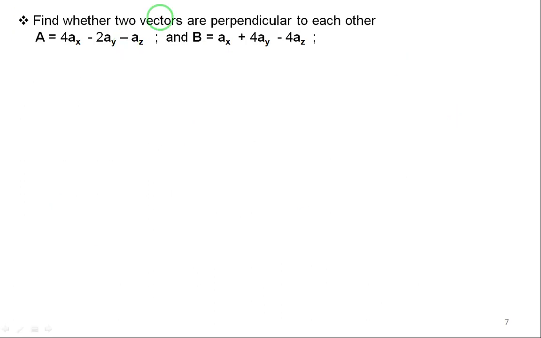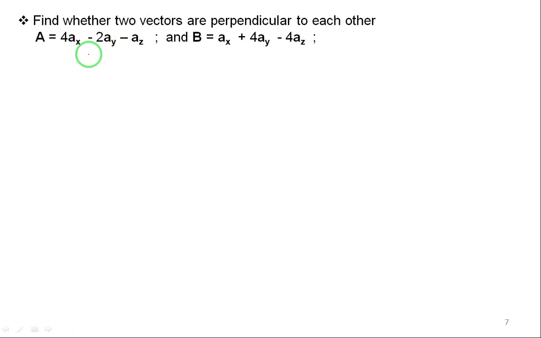Next, find whether two vectors are perpendicular to each other or not. If it is asked to find out whether the two vectors are perpendicular to each other, we know one of the properties of dot product. If the two vectors are mutually perpendicular to each other, please mute your mic, somebody has turned their mic on, please mute it. Okay, vector A and vector B are given.